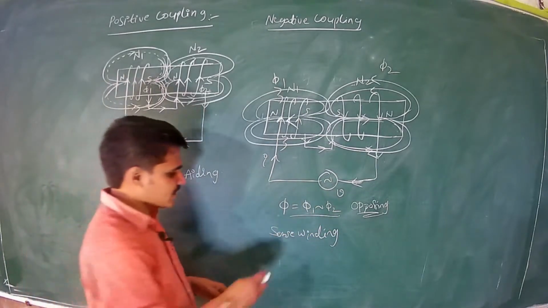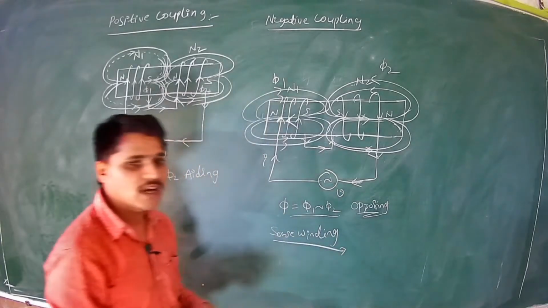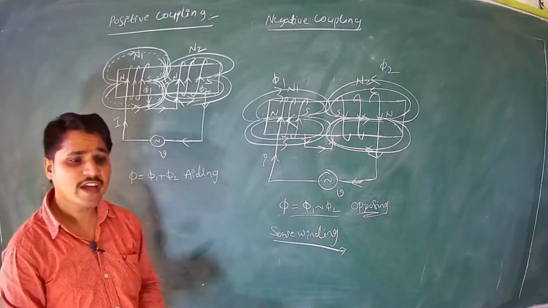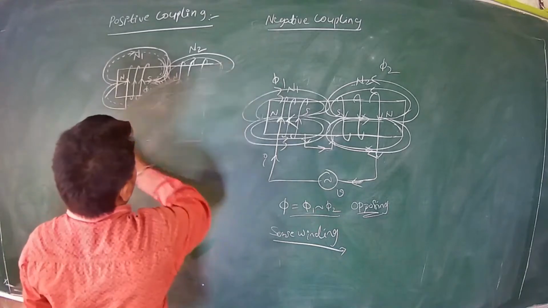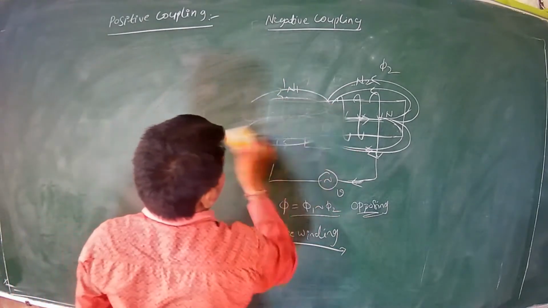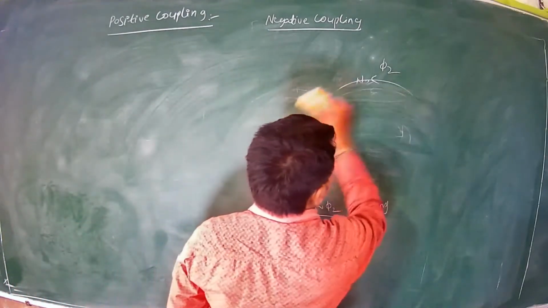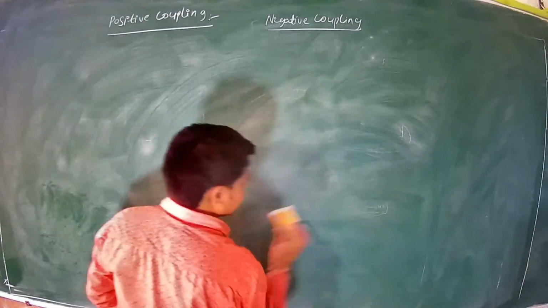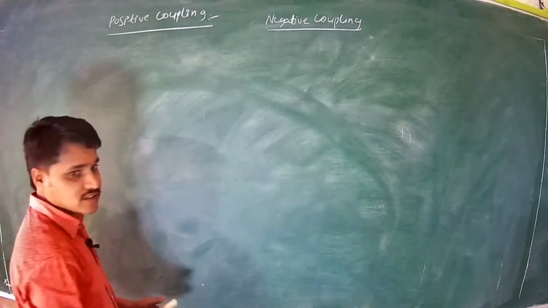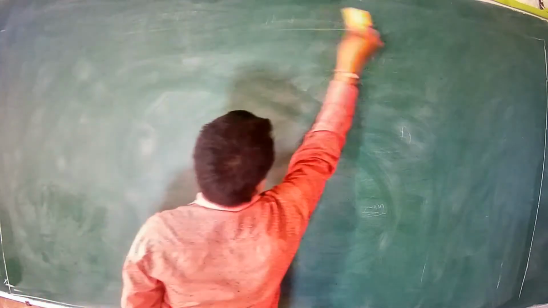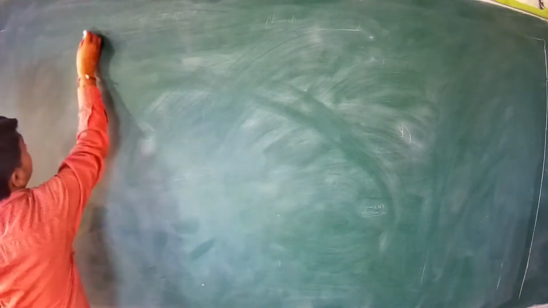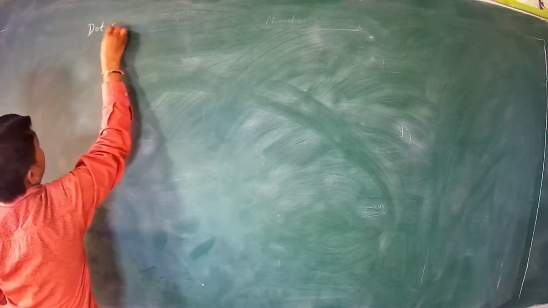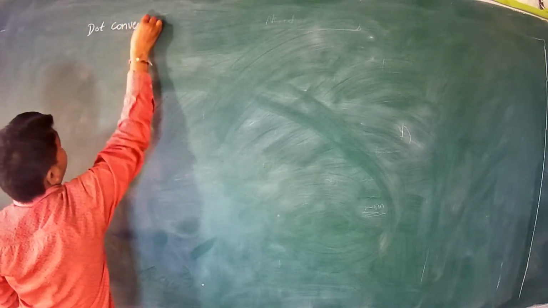To understand this, we have one method called dot convention. So what is this dot convention? We use it to understand the direction of the induced EMF. So let us understand this dot convention method.